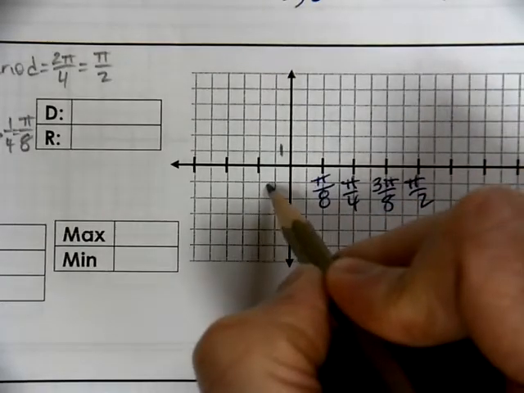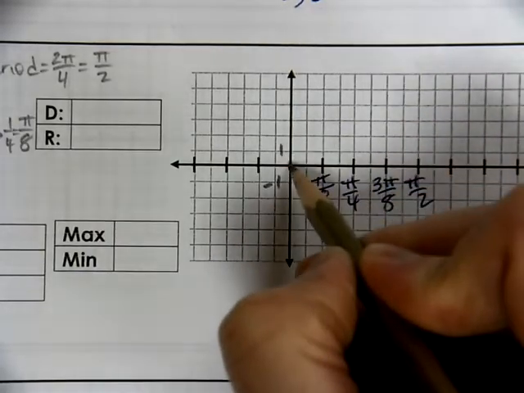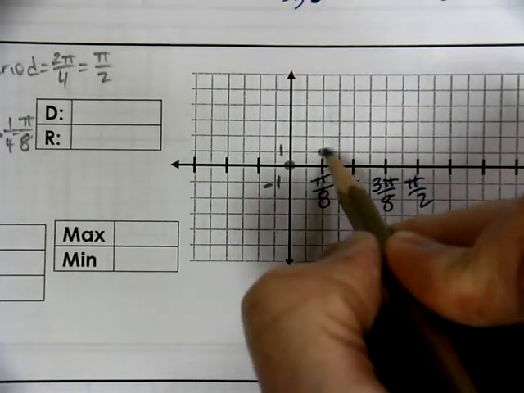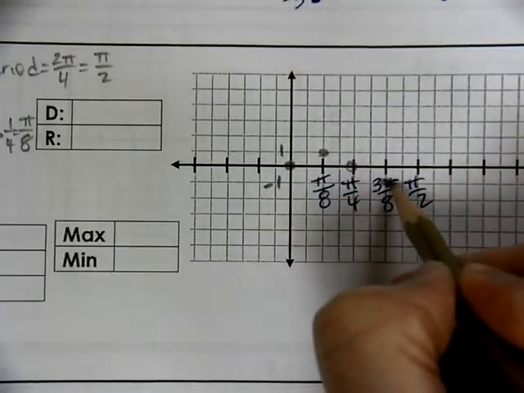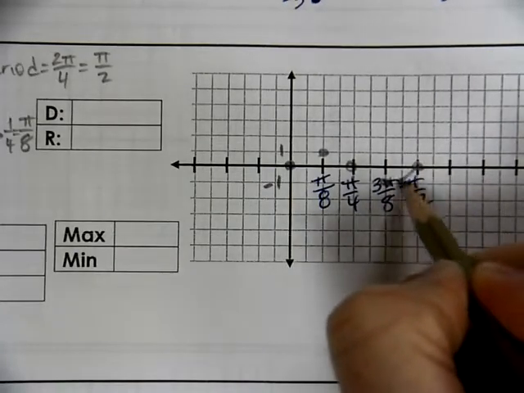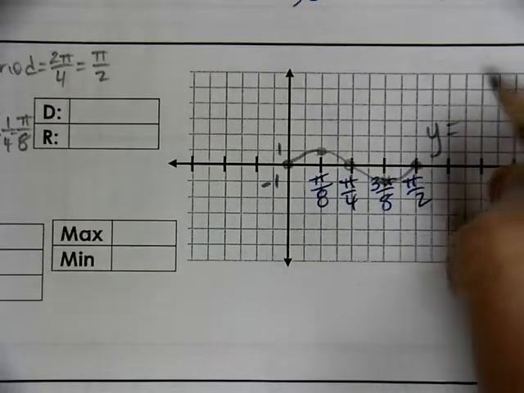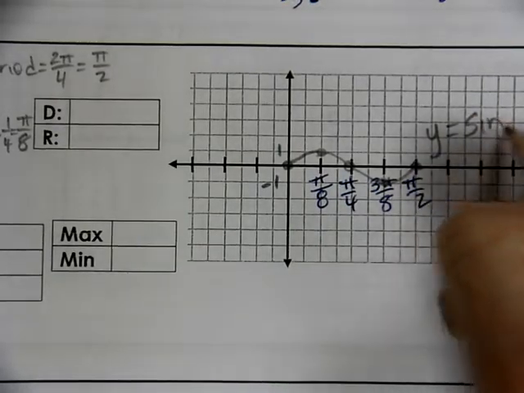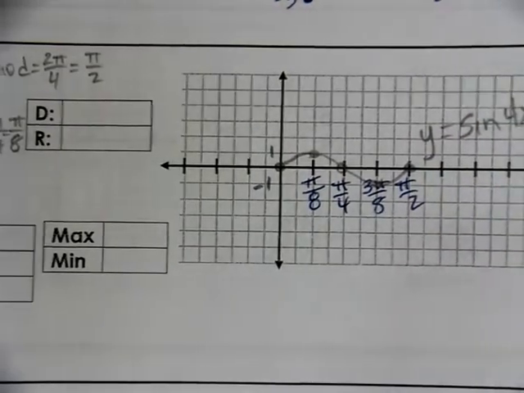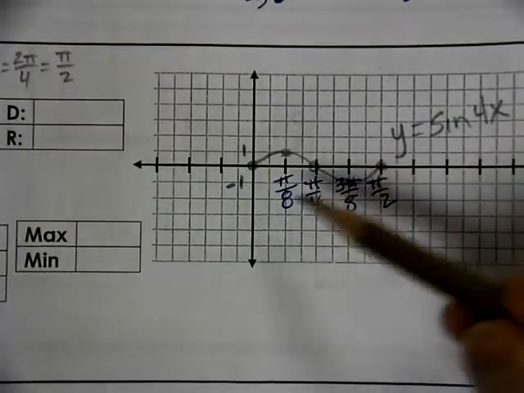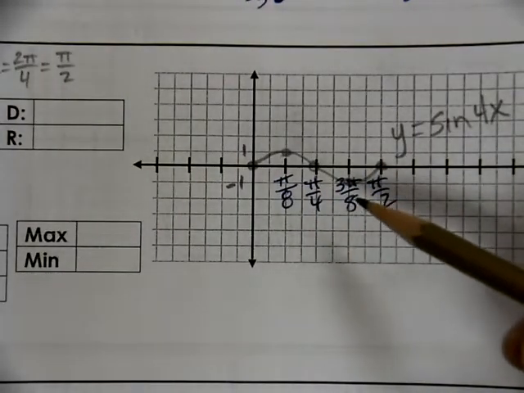So we'll call this 1 and this -1. So sine looks like that. That's y equals sine of 4x. The only place the 4 comes into play is in the scale. It's the only place you see it.